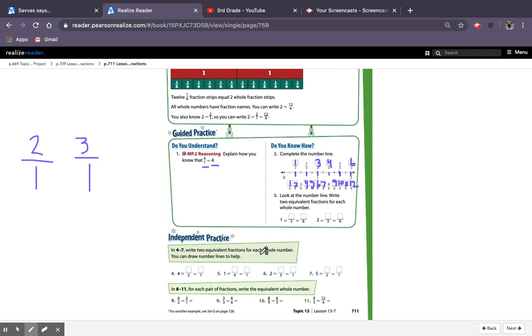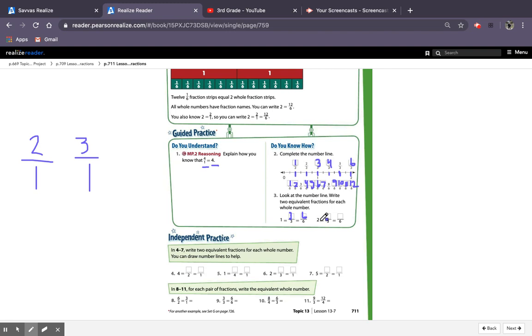For number 3, it says look at the number line, write 2 equivalent fractions for each whole number. So we have to find one with the numerator of 3 that is equal to the number 1. I know that 3/3 equals the whole number 1, and I know 6/6 equals the whole number 1. How do I know this? Remember, when numerator and denominator match, it equals the number 1. That's it. It's one whole.